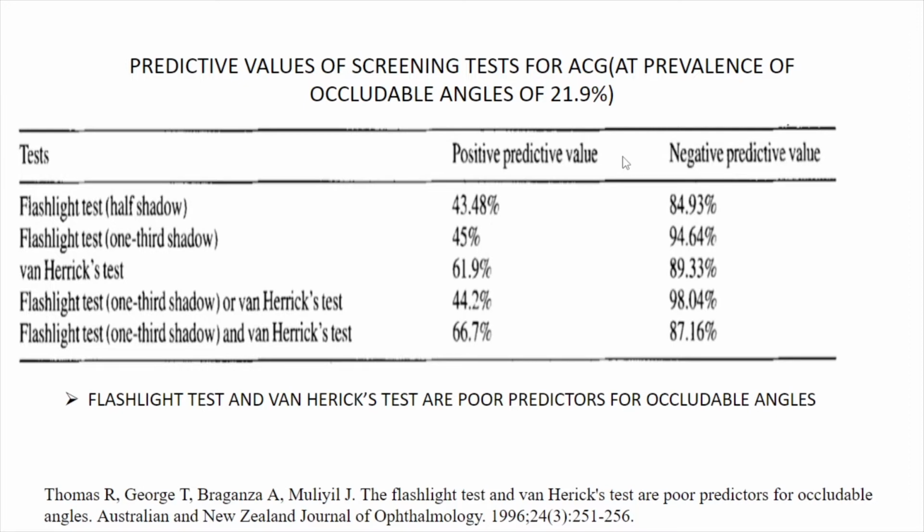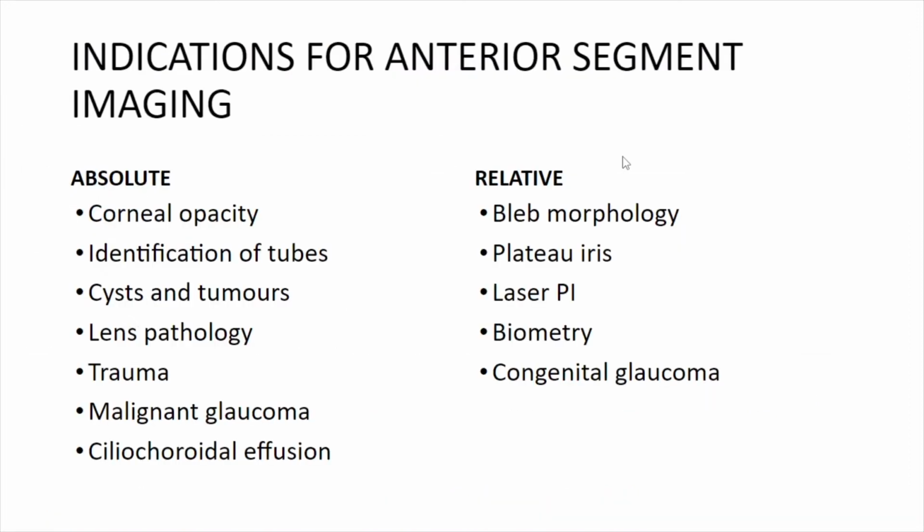So this shows us the indications for anterior segment imaging. The absolute indications include any corneal opacity, identification of tubes, cysts and tumors, any lens pathology, trauma, malignant glaucoma, or ciliochoroidal effusion. The relative indications are to study the bleb morphology, plateau iris, laser PI, biometry, and congenital glaucoma.